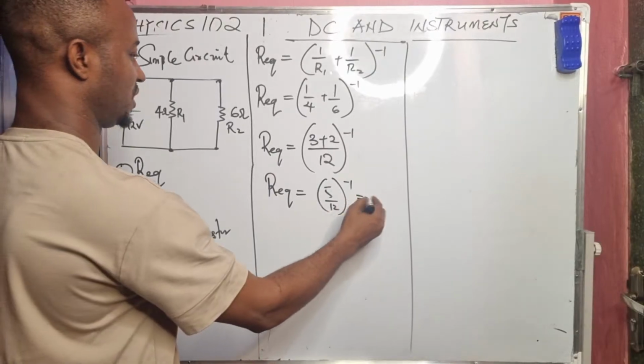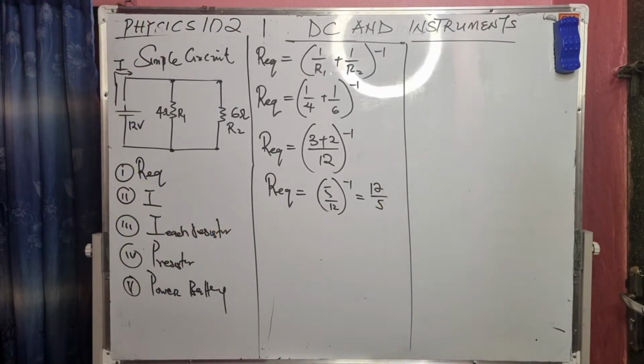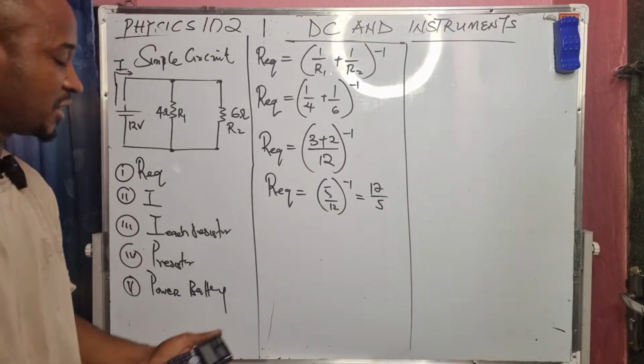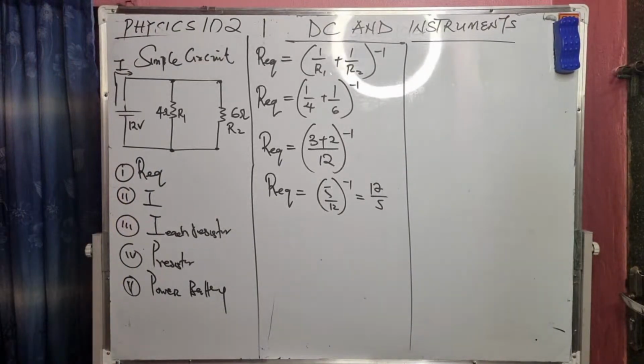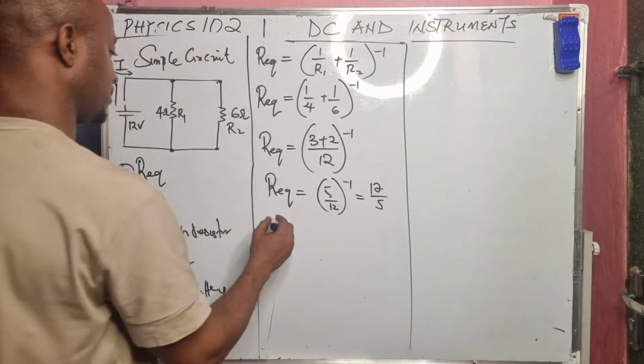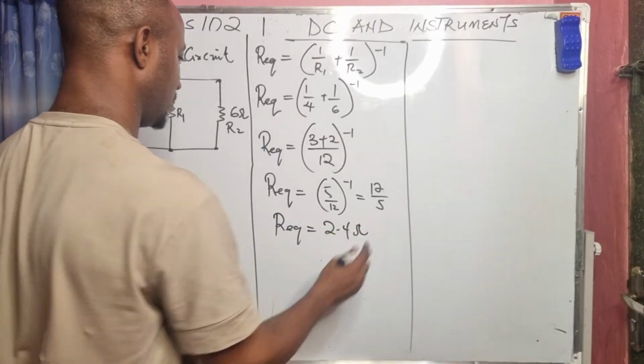Inverse of this will give us 12 over 5. Let's divide 12 by 5. We have 2.4 ohms. So our equivalent here is 2.4 ohms.